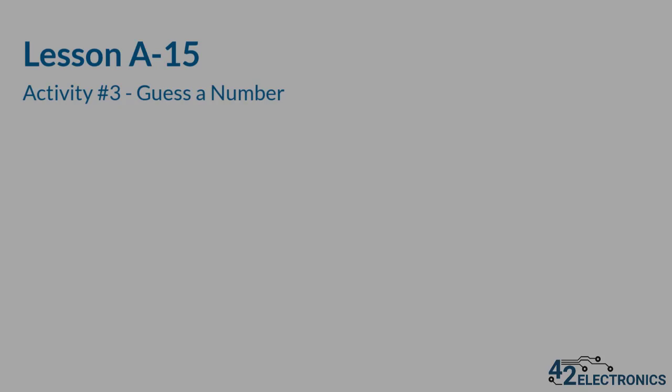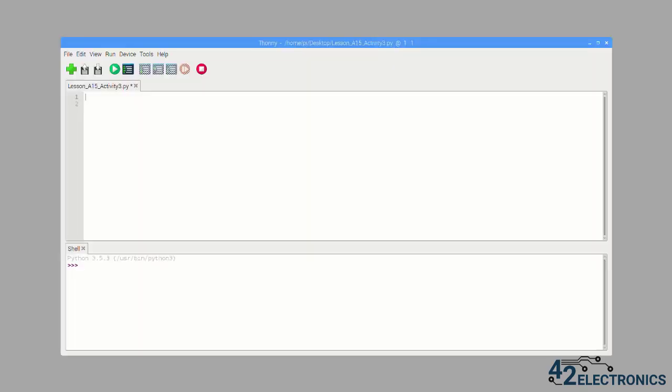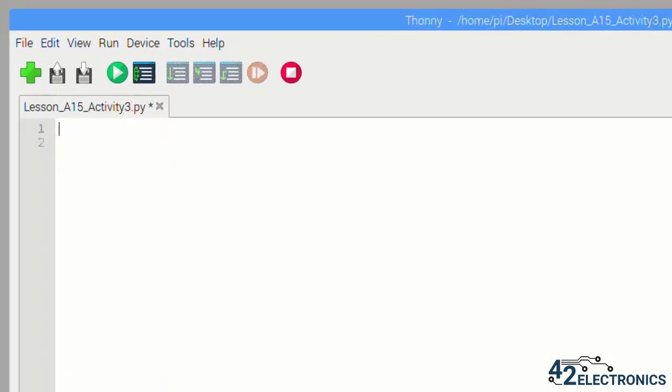This is activity number 3 for lesson A-15. For this activity, you will need the assembled Raspberry Pi setup from previous activities. In this activity, you will now write a program that will ask you to guess a number. If you guess too low, too high, or just right, the program will let you know.